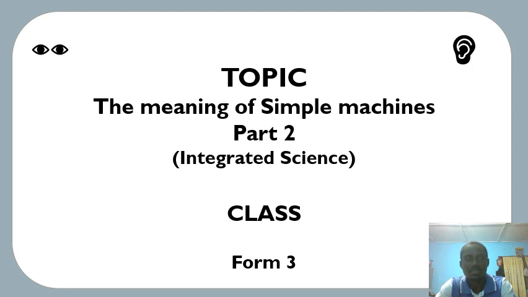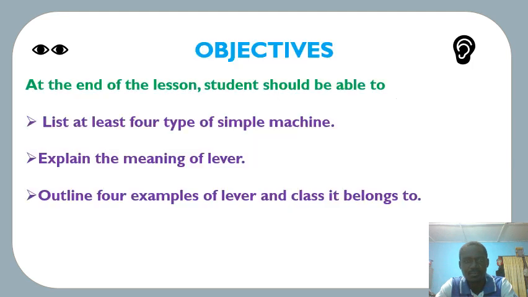Today we are starting with the meaning of simple machine part 2, as we did for part 1 in the previous lesson. At the end of the lesson, you'll be able to state at least 4 types of simple machine, explain the meaning of lever, and outline 4 examples of lever and the class it belongs to.